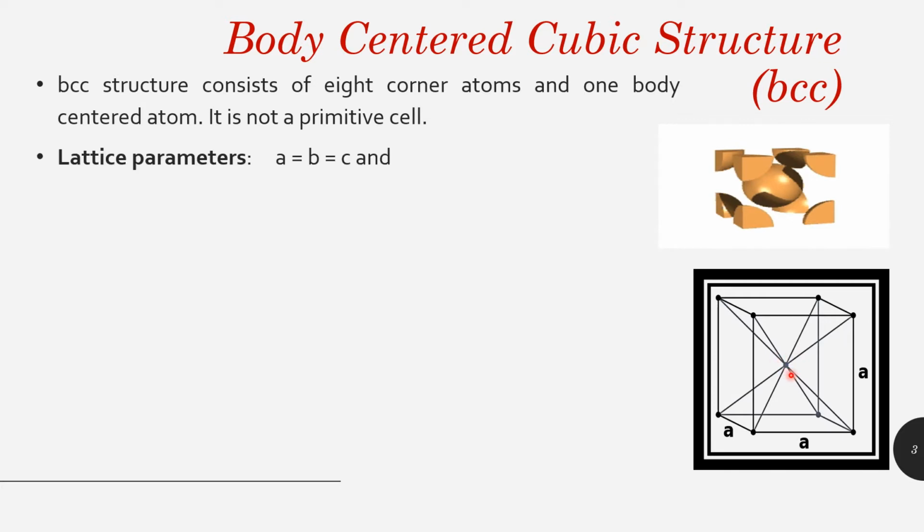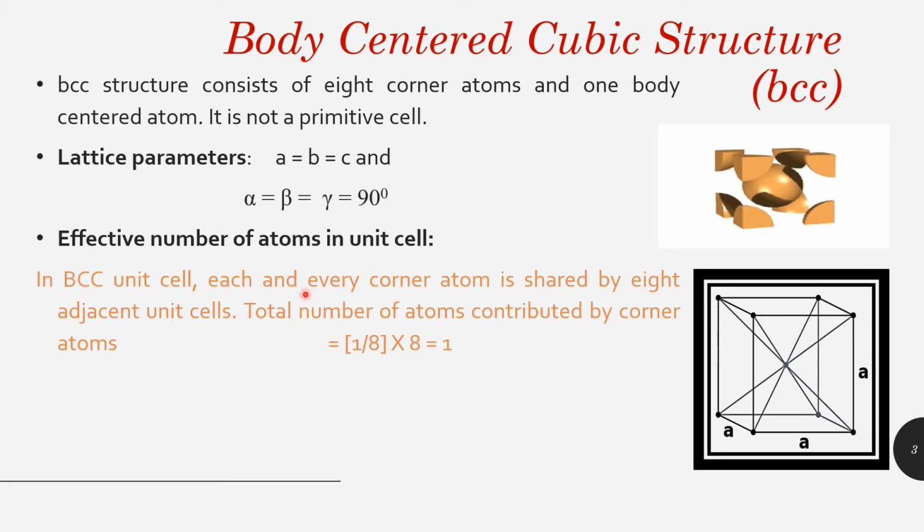Lattice parameters are given as a = b = c and all the angles are equal to 90 degrees. Now we will find the effective number of atoms in the unit cell.